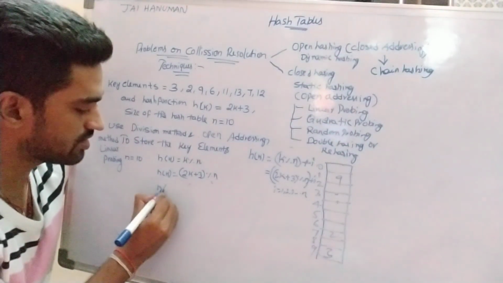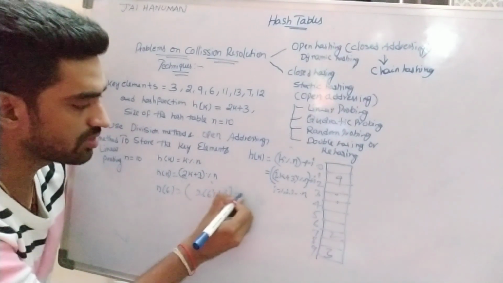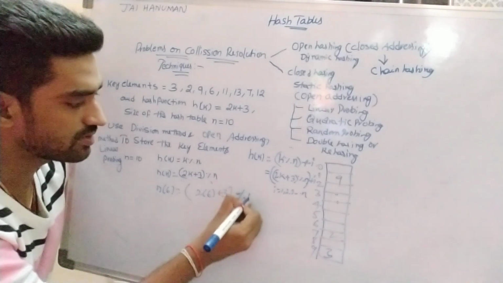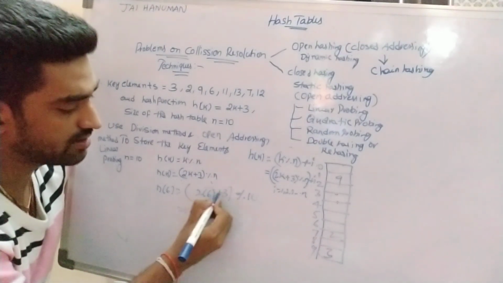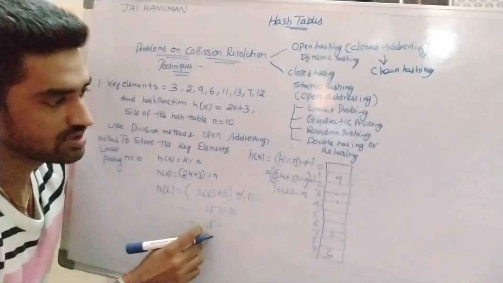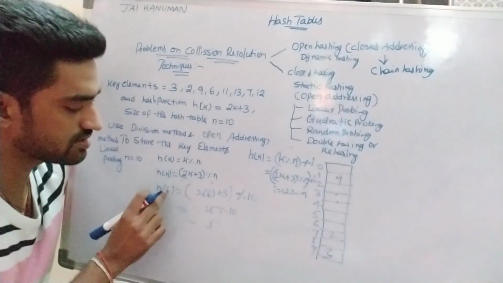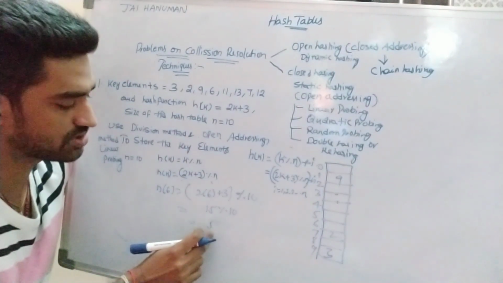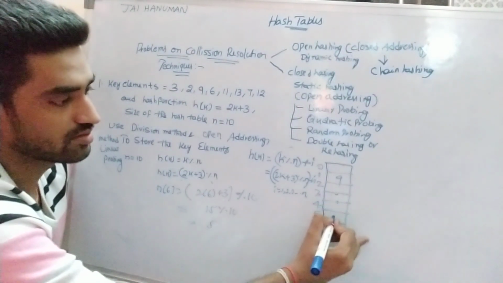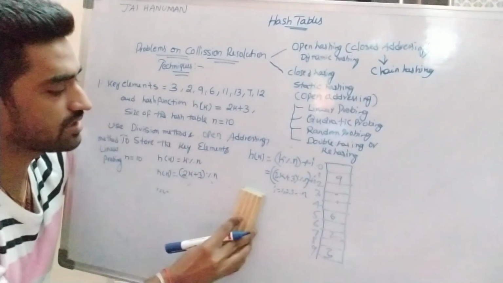H of 6. H of 6 is equal to 2 into 6 plus 3 modulo division of 10. 12 plus 3, 15 modulo division of 10. So what is the remainder value? 5. So the fifth position is a vacant position. So that is why we are inserting key element 6 at the fifth position, right? So what is the next inserted key value?